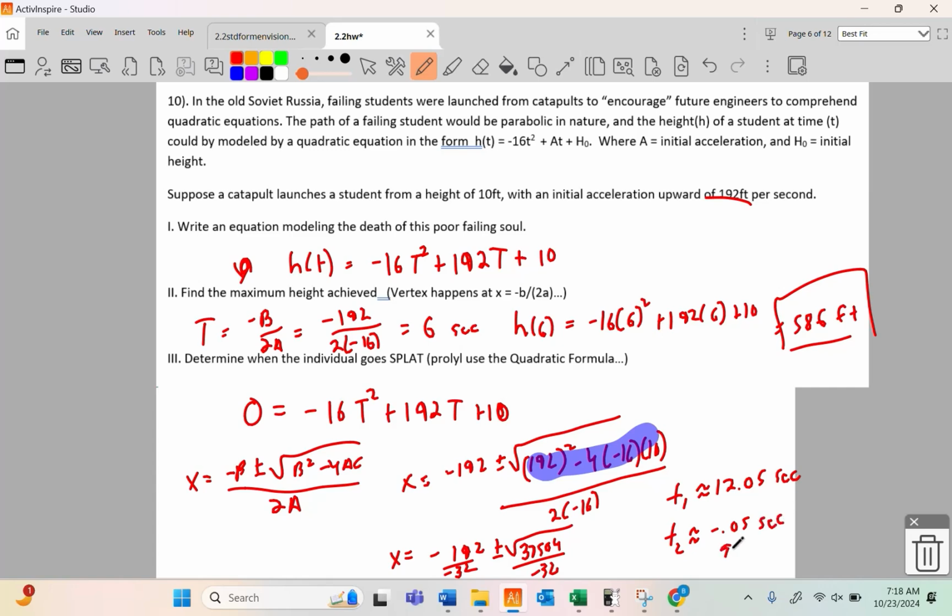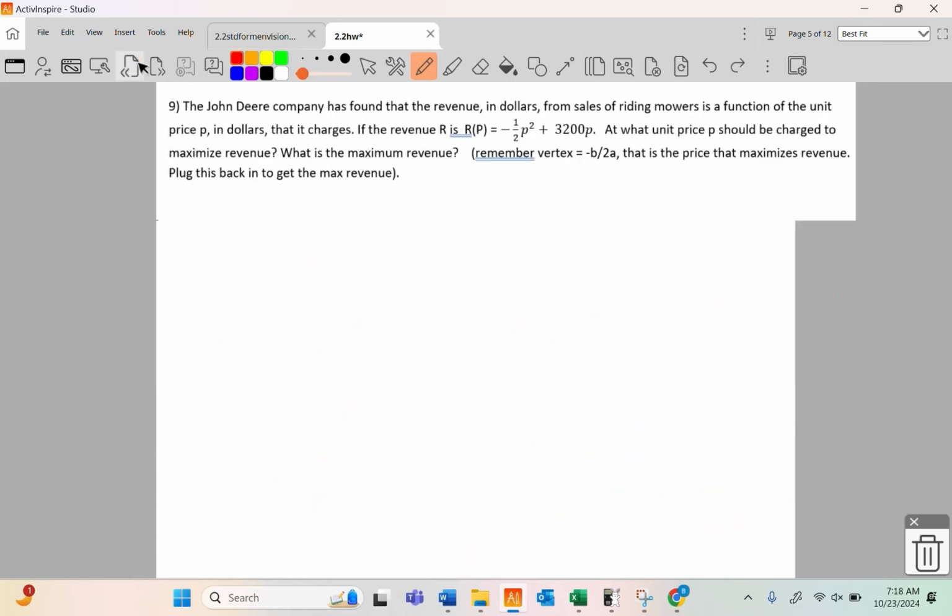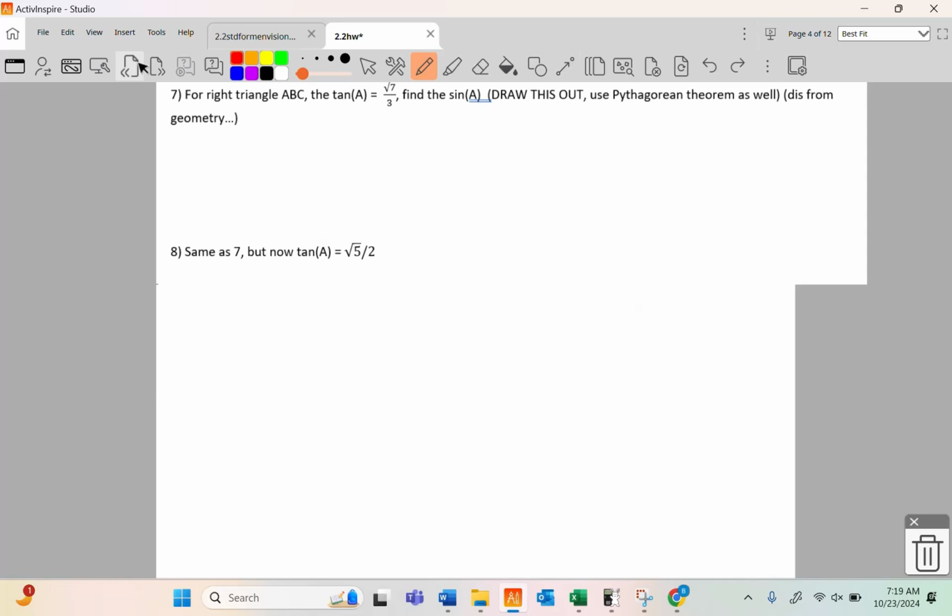And this, by the way, is that extraneous answer. It doesn't make any sense. 12 seconds in the air. That's an eternity if you're the one in the air. Let's see, I don't feel like doing a John Deere Company one. Let's do a little trig.